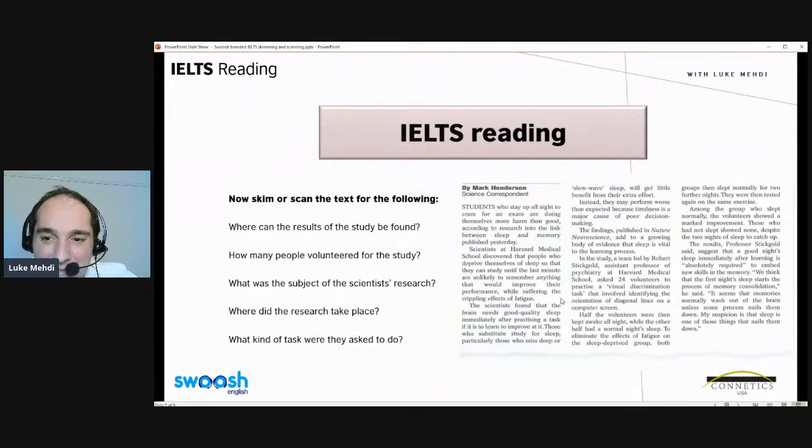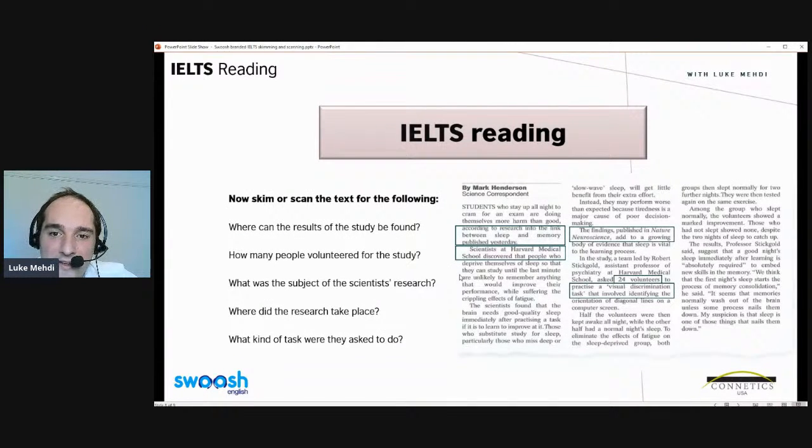Harvard Medical School. I don't see anything about the British Council in there. Harvard, a very large. Okay, good, Bert. Very good. Visual discrimination task. So here we have the answers highlighted just to show you. And looking at those highlighted answers, that is also scanning. So these boxes are very clear for you to find.